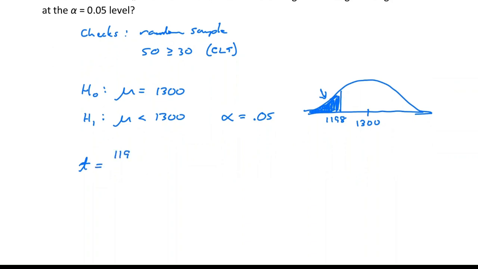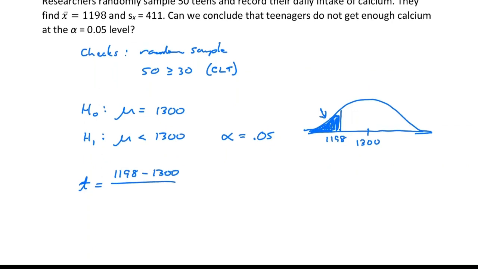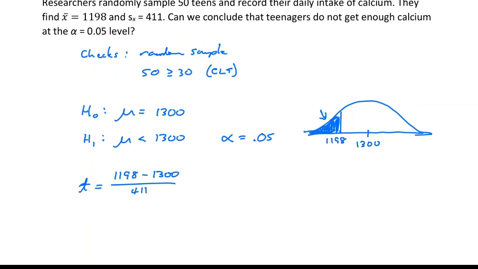So 1,198 minus 1,300, divided by the standard deviation of 411 divided by the square root of 50. And that gives us a t-value of negative 1.75. So again, we're going to use positive 1.75 here in the chart. And our df is 49. We are looking for 1.75. Let's go ahead to the chart and find that information.